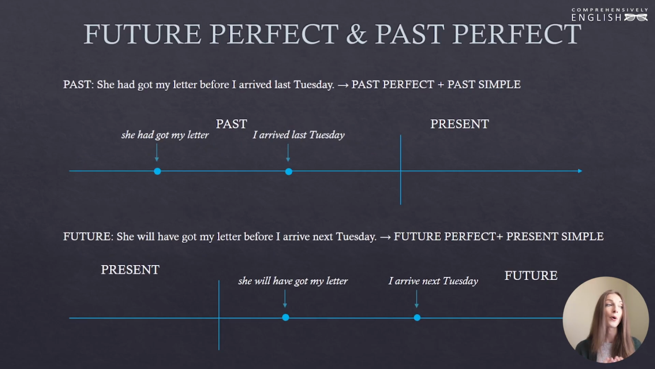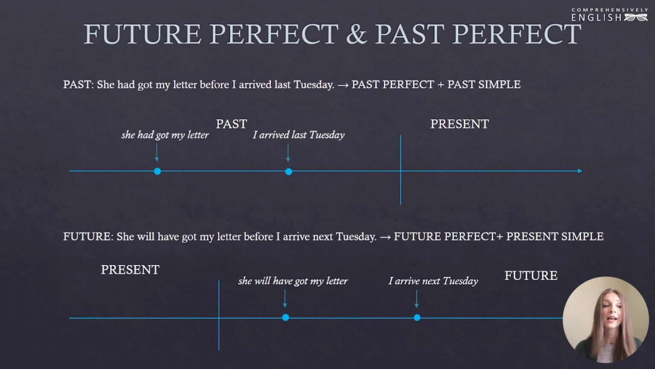Let's juxtapose the future perfect tense and the past perfect tense. They are actually very similar, but the latter speaks about the past period of time, whereas the former speaks about something which is yet to come. In the past, we say, she had got my letter before I arrived last Tuesday. The past perfect plus the past simple tense. So we have two actions in the past. She had got my letter and then I arrived last Tuesday. She had got my letter happened first. In the future, she will have got my letter before I arrive next Tuesday.